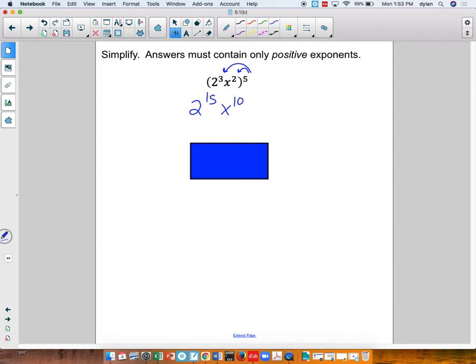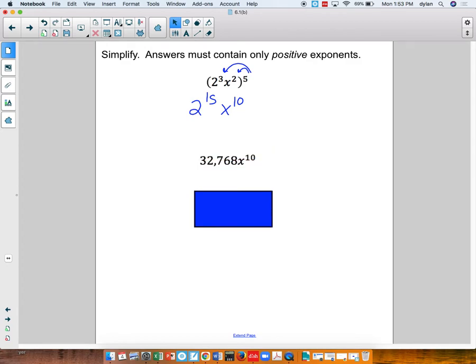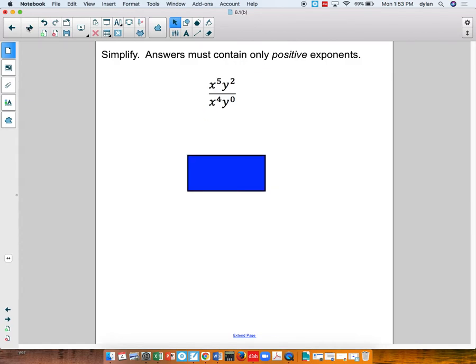And then the final step here would be that 2 to the 15th is a rather large number, 32,768 x to the 10th. Now you can use your calculator for something like 2 to the 15th if you would like, but I would like you to actually multiply out the exponents when they are attached to coefficients. All right, so our next problem, and again you can pause if you would like to.